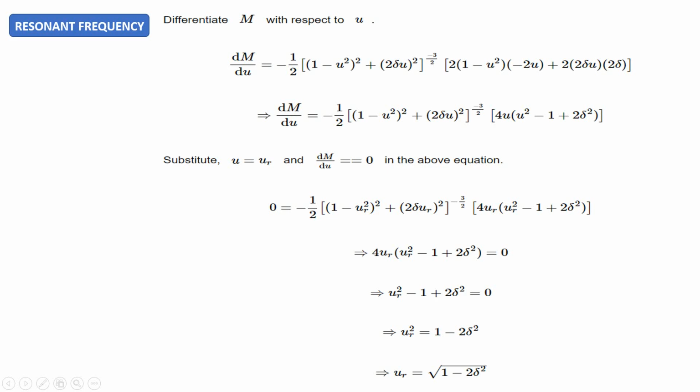If we solve that and equate it to 0, then we can have the resonant frequency. By equating this term to 0, this equation can be solved, and if we do that, we can find out the resonant frequency.